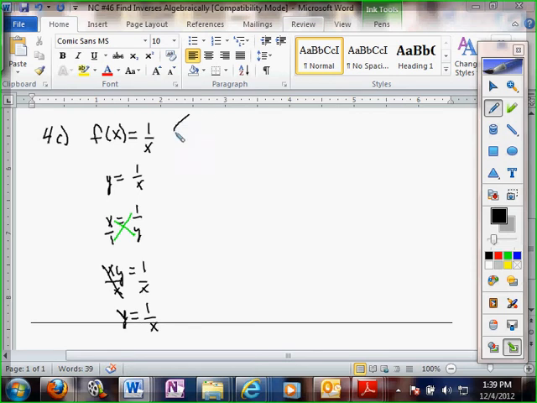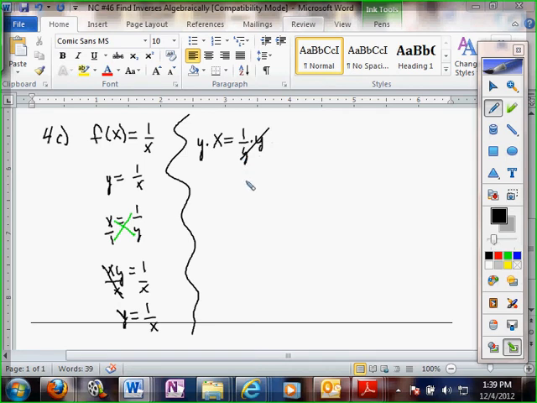But for fun, let me show you a couple things. If you have x is equal to 1 over y, one way of solving for y would be, 1 is being divided by y, and we can eliminate this fraction by multiplying both sides by y.